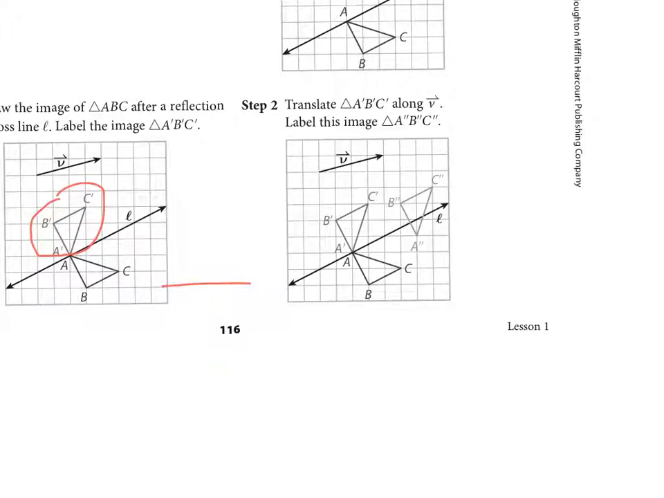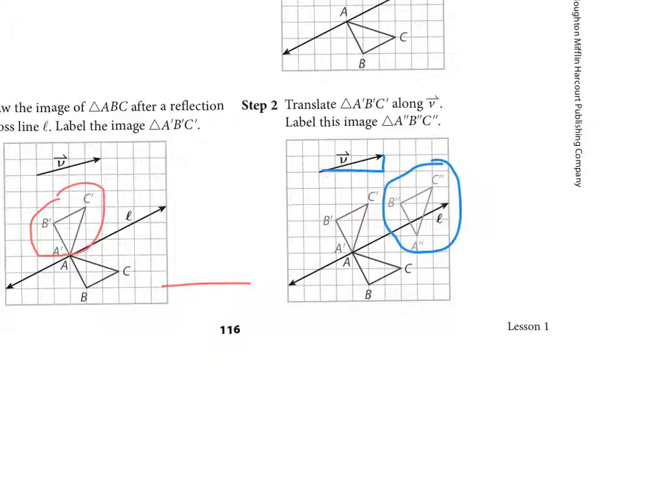And then the second step, they want to move it along the vector, and it is over 1, 2, 3, 4, and up 1. So they moved every point 1, 2, 3, 4, and up 1. And notice now that they have two little tick marks. That's the second transformation, and so that's the third and final image. So you have your pre-image, your first image, and your second new image, or your third final image, however you want to think about that.